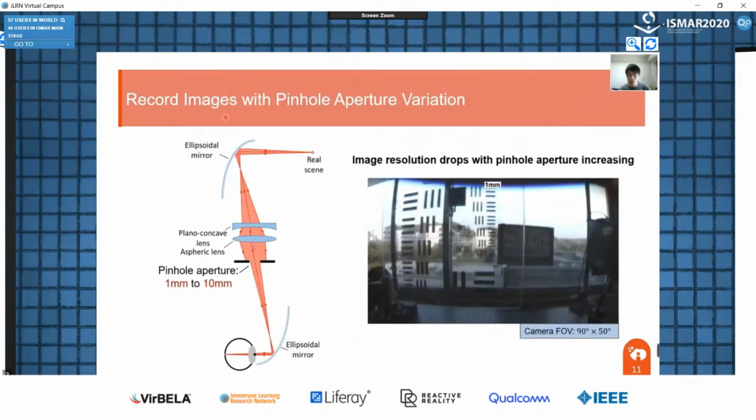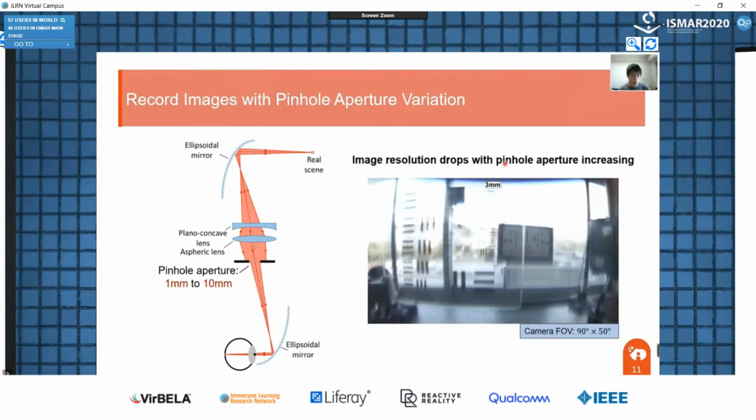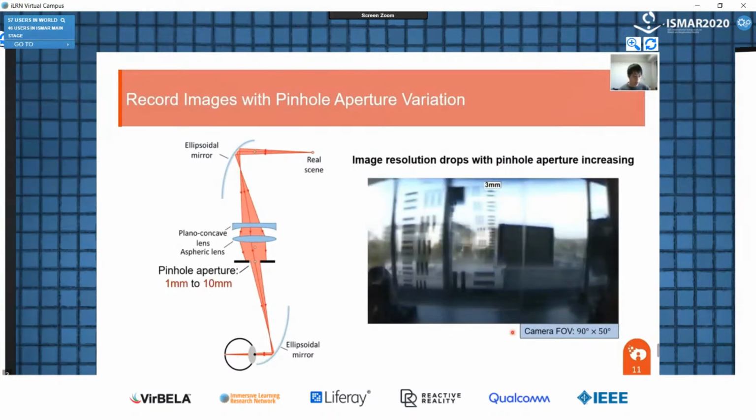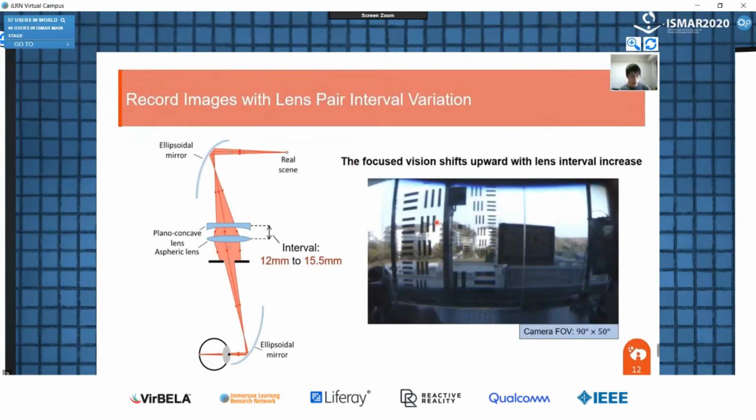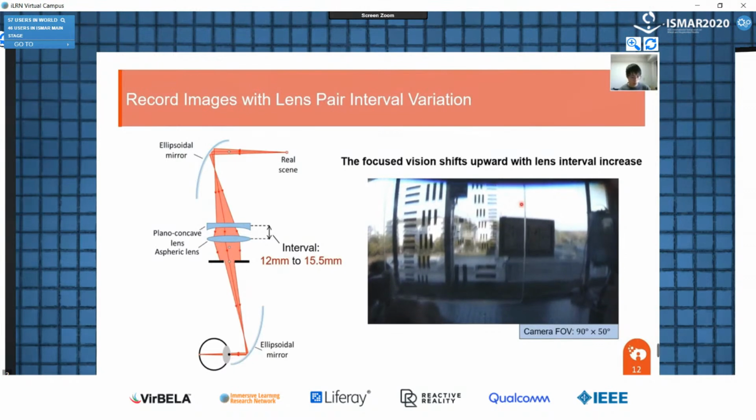We have conducted some experiments with our prototype. The first experiment is done by changing the pinhole aperture from 1 millimeter to 10 millimeters, and this video shows that image resolution drops with pinhole aperture increasing. The camera that we used to record this video has the field of view of 90 degrees times 50 degrees. We also changed the lens interval from 12 millimeters to 15.5 millimeters. The video shows that the focus position shifts upward with the lens interval increase.